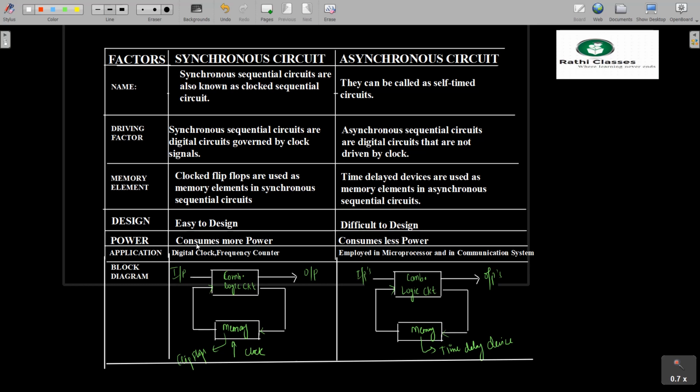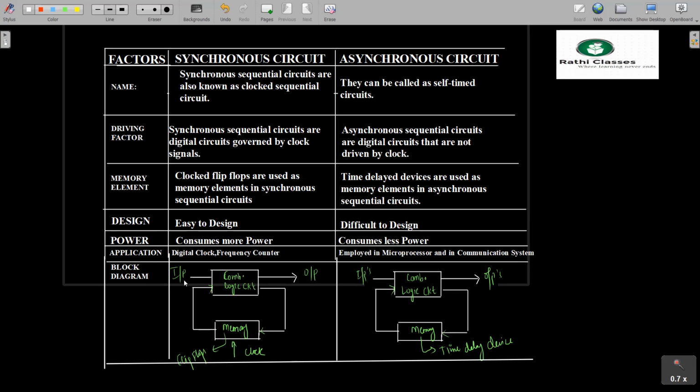Application: where is the synchronous circuit actually applied or used? Synchronous circuits are used in digital clocks, frequency counters, and so on, whereas asynchronous circuits can be used in microprocessors and some communication systems, like email.